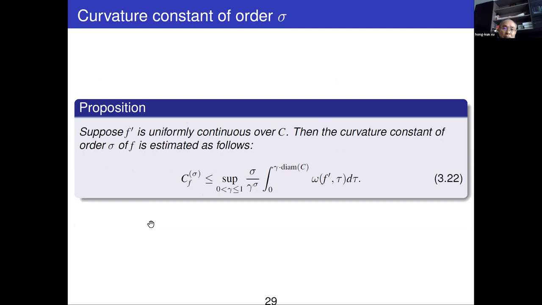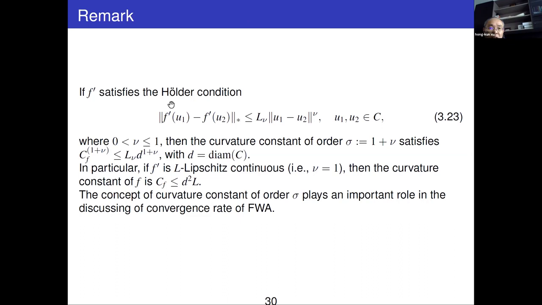Now this is my estimation of the curvature constant. Suppose the derivative f prime is uniformly continuous over C, then the curvature constant of f of order sigma satisfies this inequality. I can give an upper bound: the integral of the modulus of f prime on the interval 0 to gamma times the diameter of C. Then if f prime satisfies the Hölder condition, where sigma is 1 plus nu, the constant has this upper bound. In particular, if nu equals 1, that means f prime is Lipschitz continuous, then the constant is upper bounded by d squared times L, where d is the diameter of C.